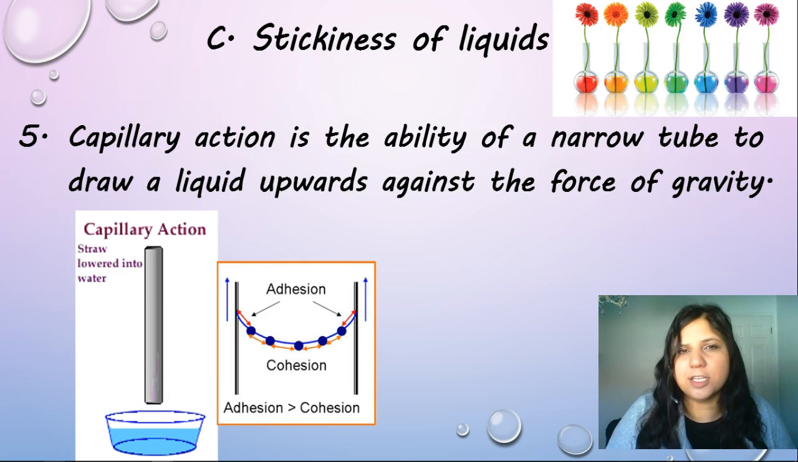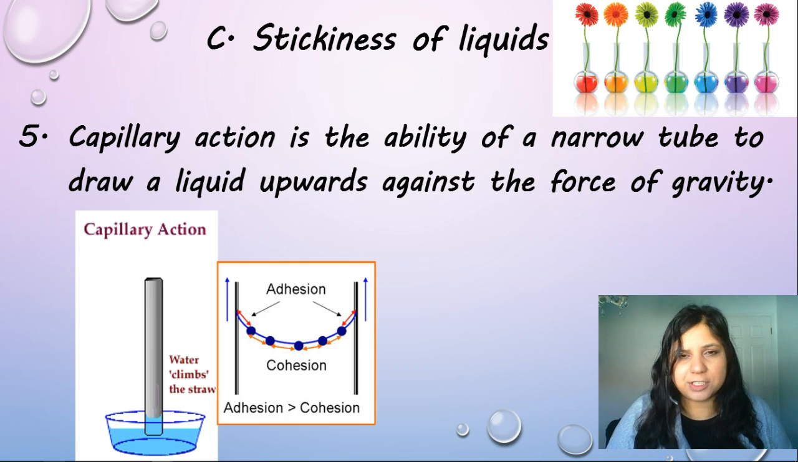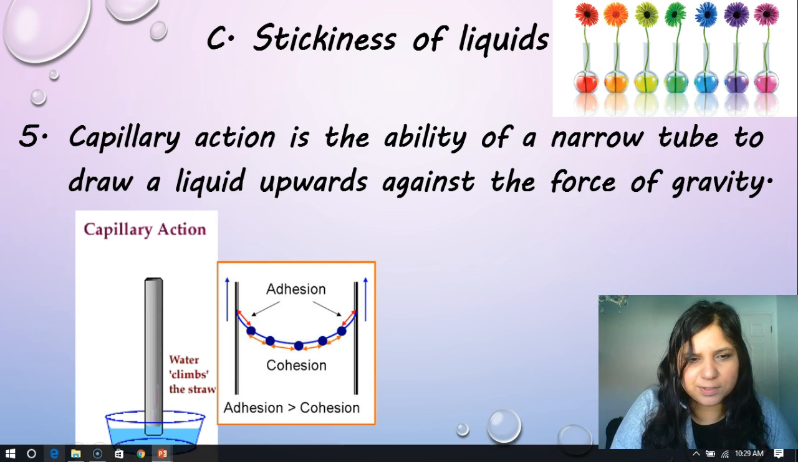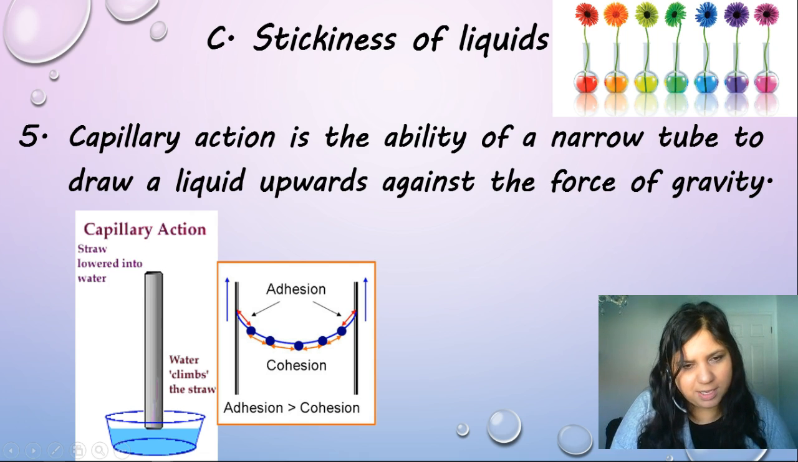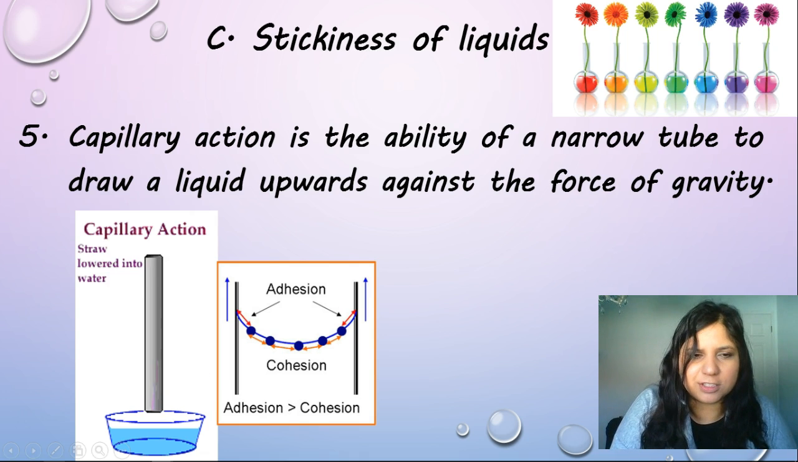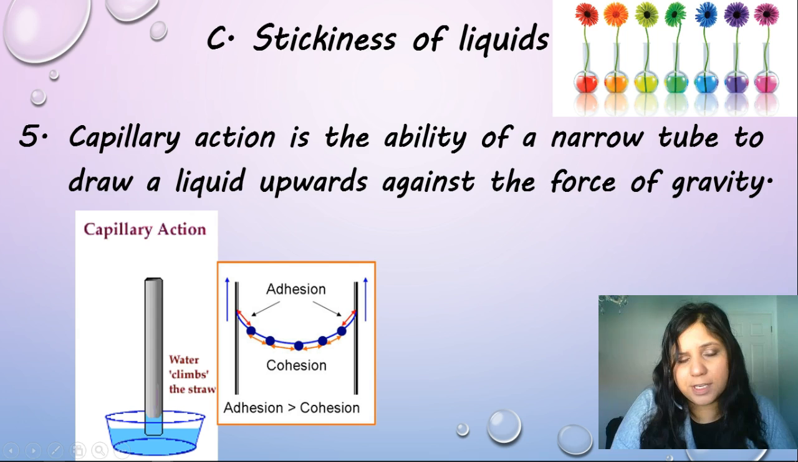Because of cohesion and adhesion, we have capillary action. That's just the ability of a liquid to go upwards in a small tube against the force of gravity. What happens is the water molecules are attracted to each other, cohesion, and then adhesion, them being attracted to the sides of the wall, allows it to climb. Now, adhesion has to be greater than cohesion, so the attraction for the walls of the container has to be greater so that you can end up with a net force upward.